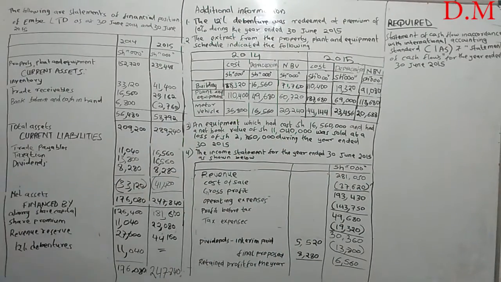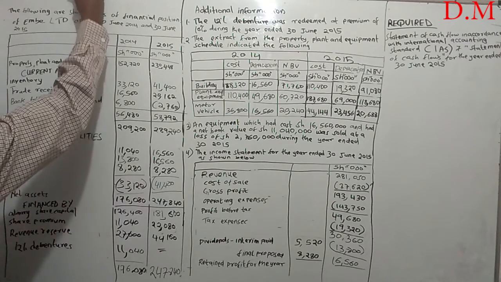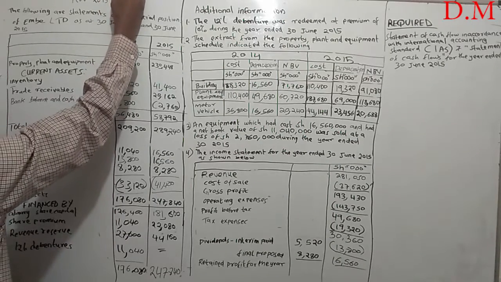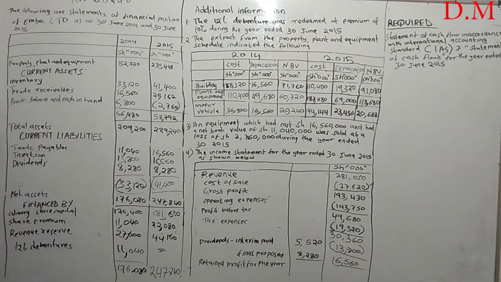So the question says, this is November 2015, question 4B. The following are statements of financial position of MBEL Limited as at June 2014 and June 2015. We have 2014 and 2015. The figures are in thousands.